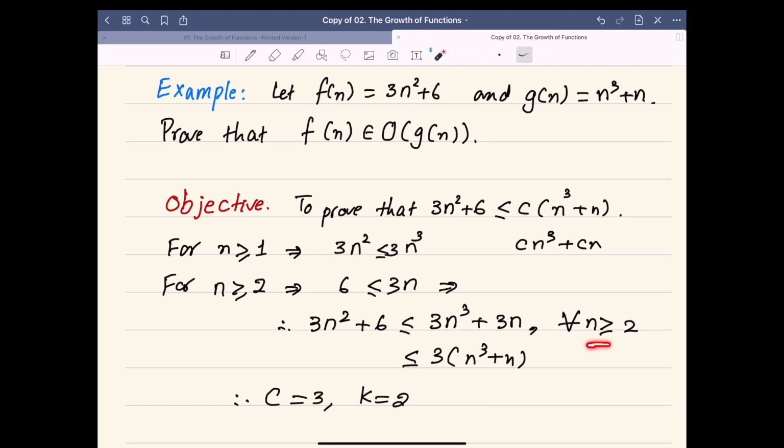Notice here I'm using equal, but it doesn't matter. I can replace it by for all. We can also replace it by for all n greater than 2 to comply with our basic definition.